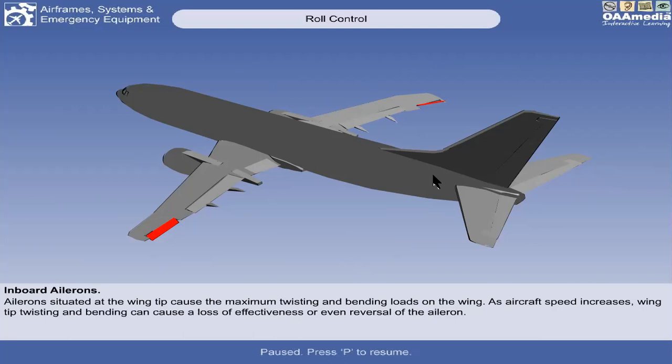Ibig sabihin, in spite na gusto mong mag-roll to the left because of the loss of effectiveness nung outboard ailerons natin, because of the extreme amount of twisting and bending loads na naramdaman ng pakpak, imbis na mag-roll ka to the left, nagkaroon ka ng reversal ng control. Okay? Ang nangyari, nag-roll ka to the right. So it's very critical in regards to flight maneuvering.